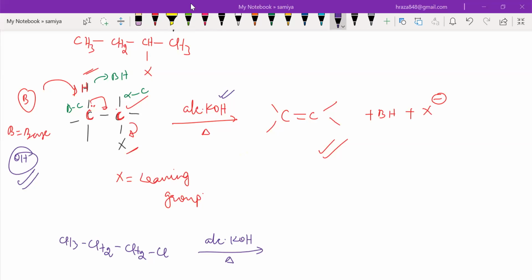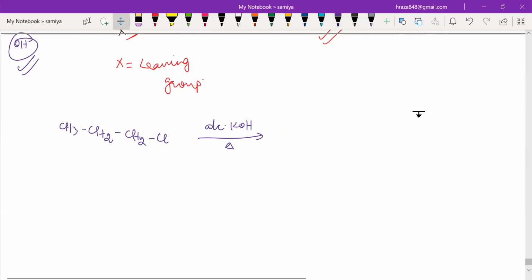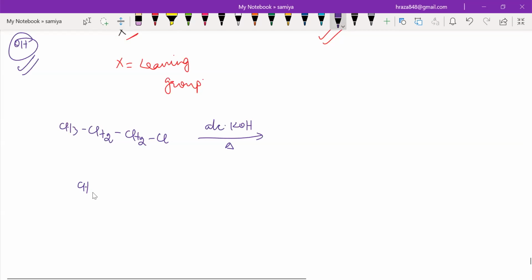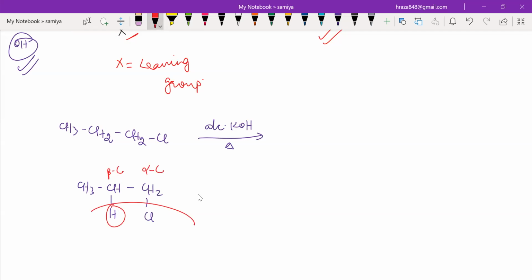So the answer is propene. Very good. So what you need to do is very easy. CH3, CH, and I'm going to write hydrogen, and this is CH2. Now you know that this is the alpha carbon and this is the beta carbon, so this will be the beta hydrogen. So just remove this in the presence of this, and you will get propene. Yes or no?